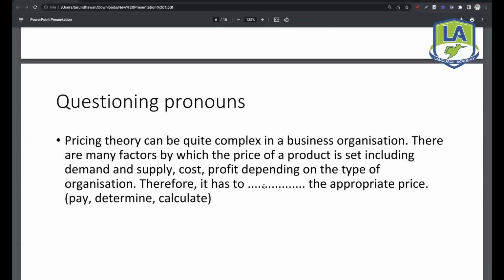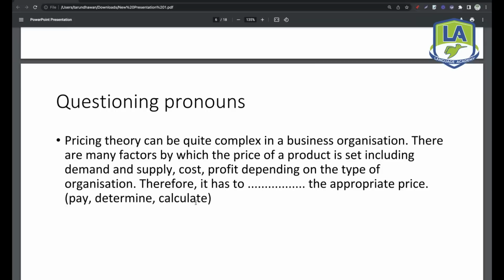Business organizations don't pay the prices for the products. Consumers pay the prices for the products. Business organization has to determine the price. Make sense? Let's say you have a business, so you will decide the price of your product. Business organization has to calculate the appropriate price.